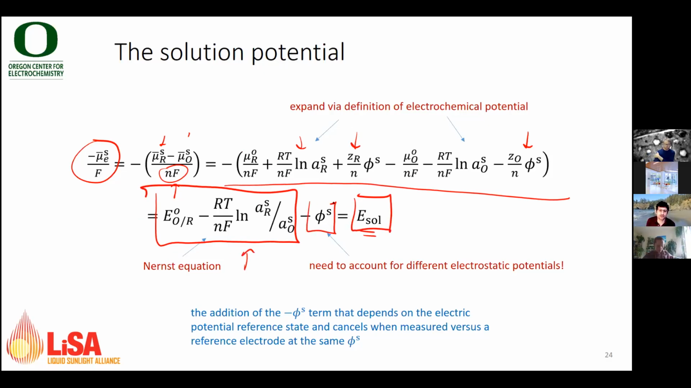You'll notice there's actually this electrostatic potential term in that Nernst equation. And this is because I haven't actually referenced this to anything. So this comes out of the referencing. So if I define E sol versus a reference electrode, and that reference electrode is in the same electrolyte at the same electrostatic potential, this term will go away.